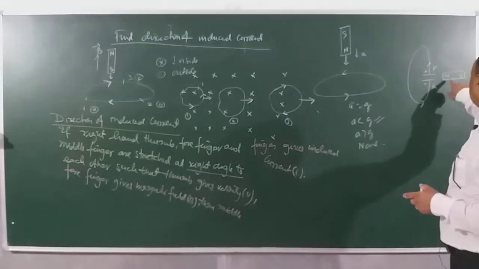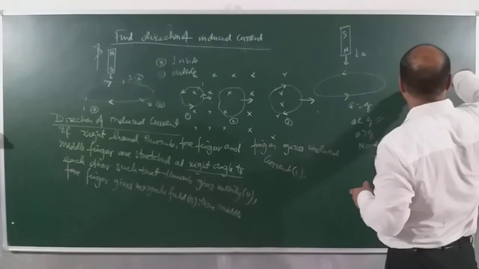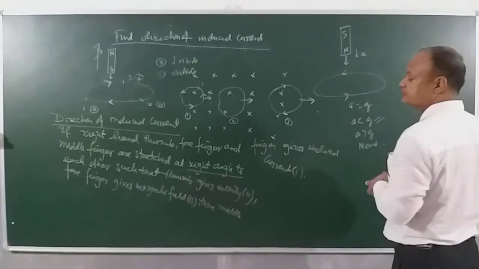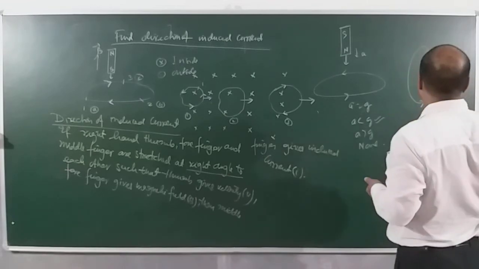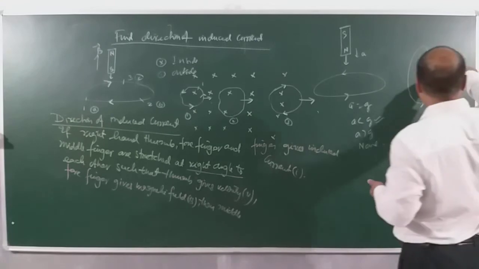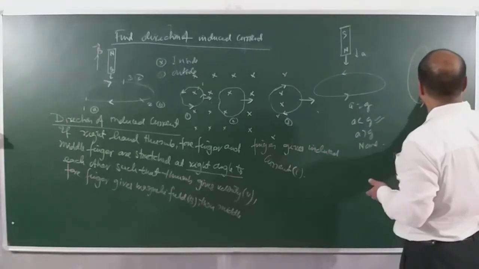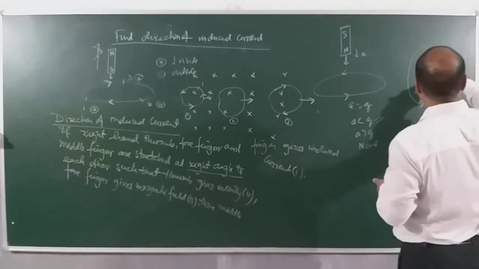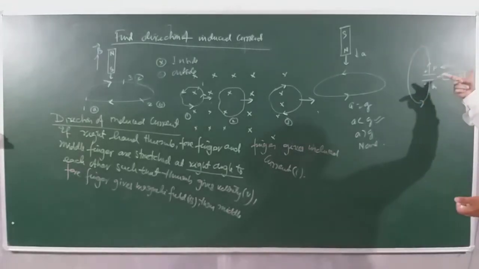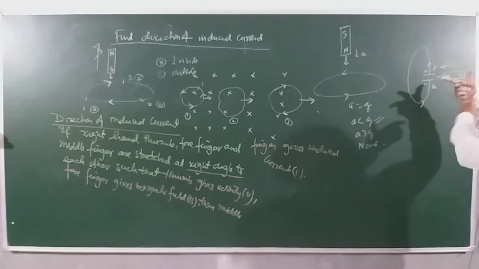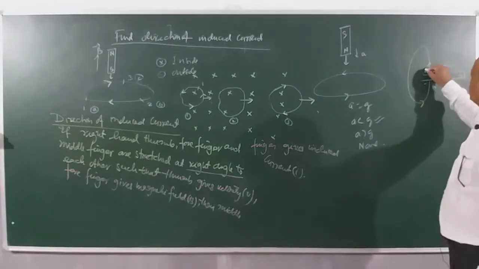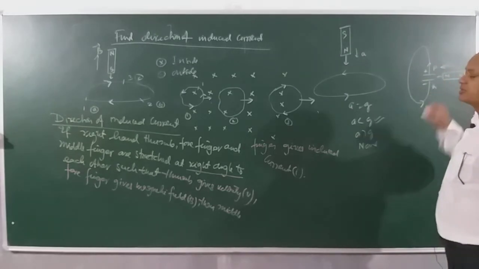Right? In this case, let's see. The magnetic field is from the north pole to the south pole. This is how the magnetic field is, right? And the magnet is moving towards the coil, right? So this is the velocity, and this is how the field is coming up. So the current is coming like this now, right? Anticlockwise.